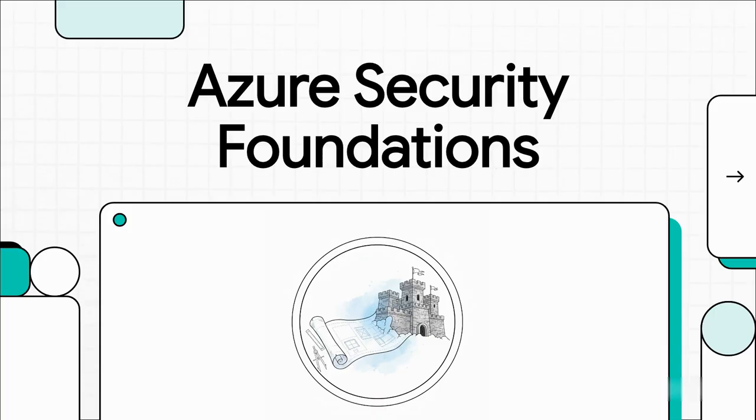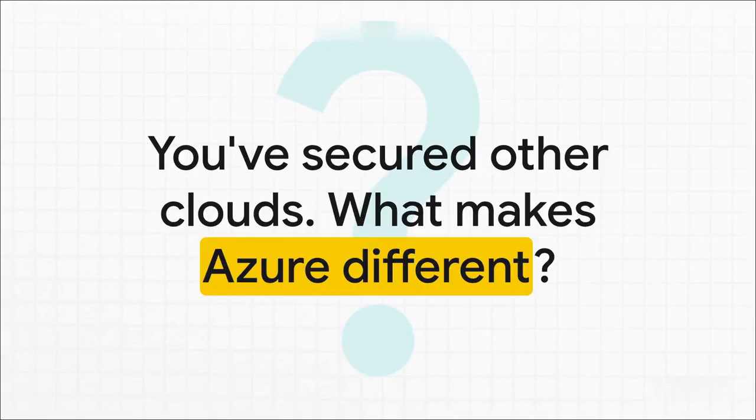real digital fortress. Look, you've probably locked down environments in AWS and GCP. IAM, VPCs, security groups, it's all second nature to you. So you might be thinking, okay, what's so different here? What's the catch? And the answer isn't just about the tools, it's about the fundamental architecture. That's what we're going to unpack right now.